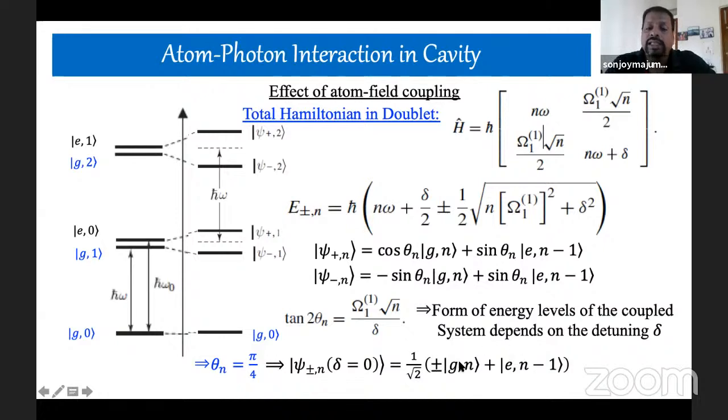So that's why this is called an entangled state. Entangled means that you will not be able to write them as a direct product of the atomic state times the electromagnetic state.